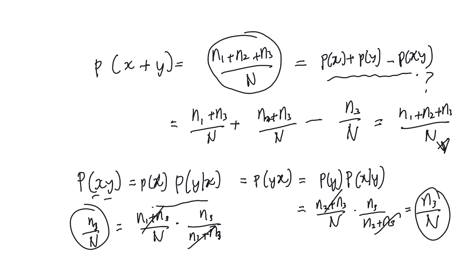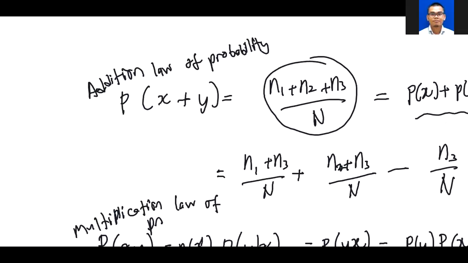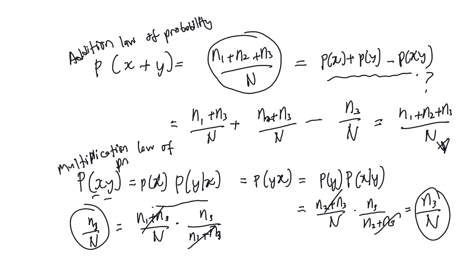So this is called the addition law of probability, and this one is the multiplication law of probability. Okay, that's it for now. Thanks.